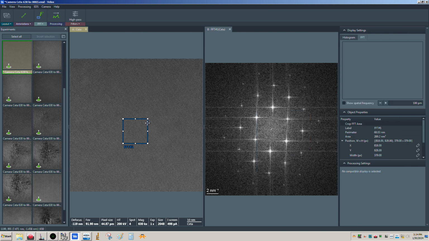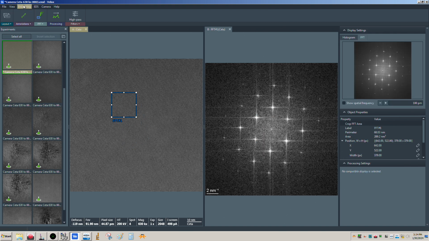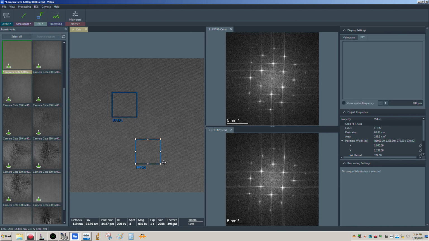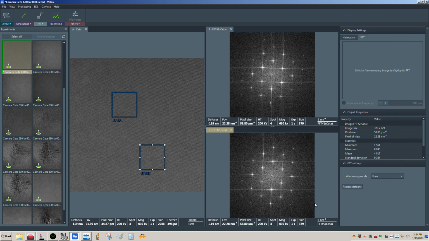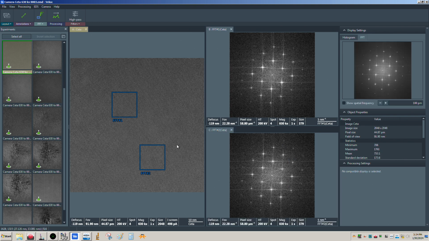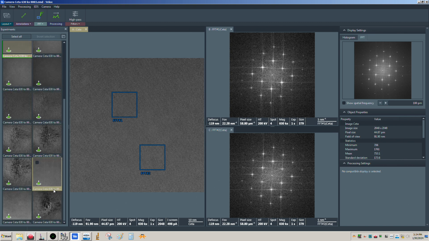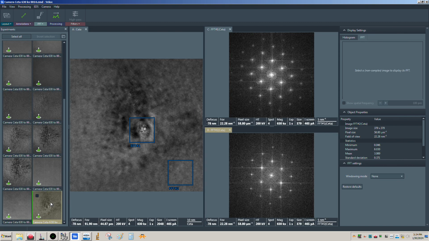So let me take another one here. Data bar. Okay. All right. Now if we go back down to this guy, right? So you can see it looks fairly similar to what we were seeing here, but definitely nothing like this.